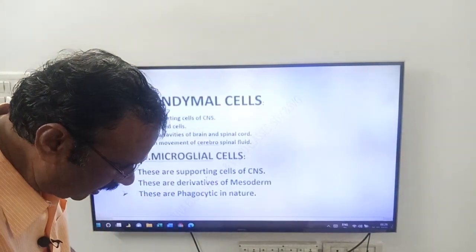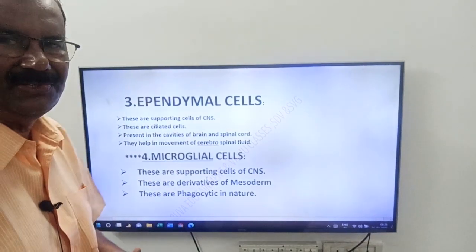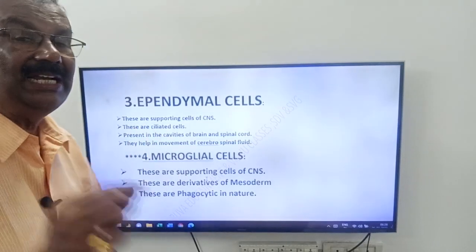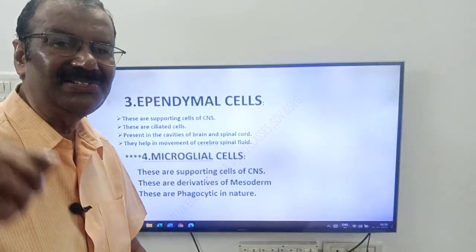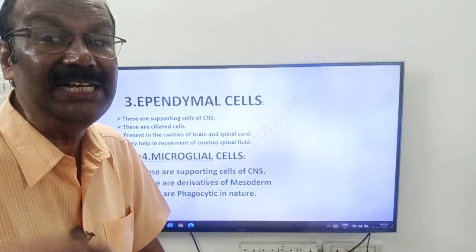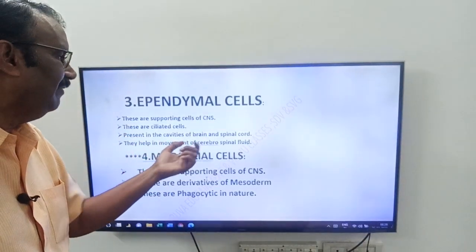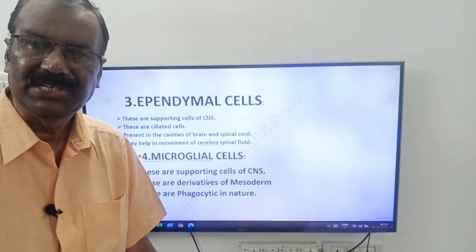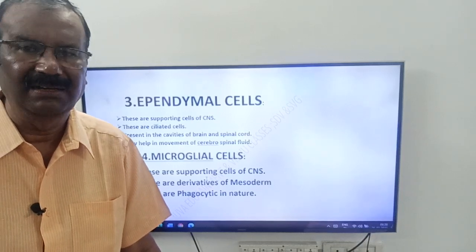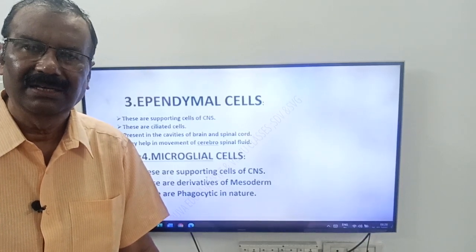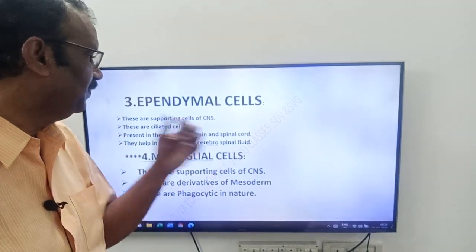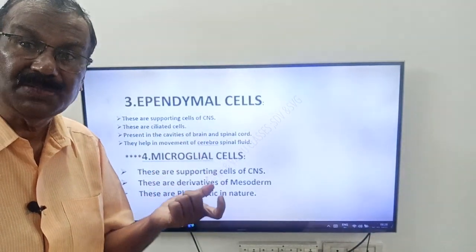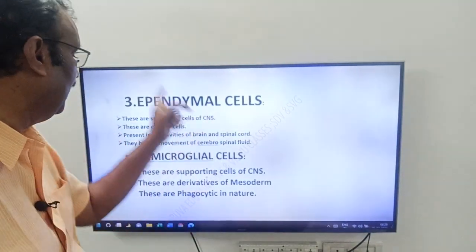Okay friends, now come to the third one, ependymal cells. These are also supporting cells of the central nervous system. These are ciliated cells, friends. These are ciliated epithelial cells present in the cavities of brain and spinal cord. You know, friends, the cavities of the brain are called what? First ventricle, second ventricle, third ventricle, fourth ventricle, or you may call it paracele, diacele and metacele. And the cavity of the spinal cord is what, friends? Central canal. So the cavities of the brain and spinal cord, that is the central nervous system, have ependymal cells.